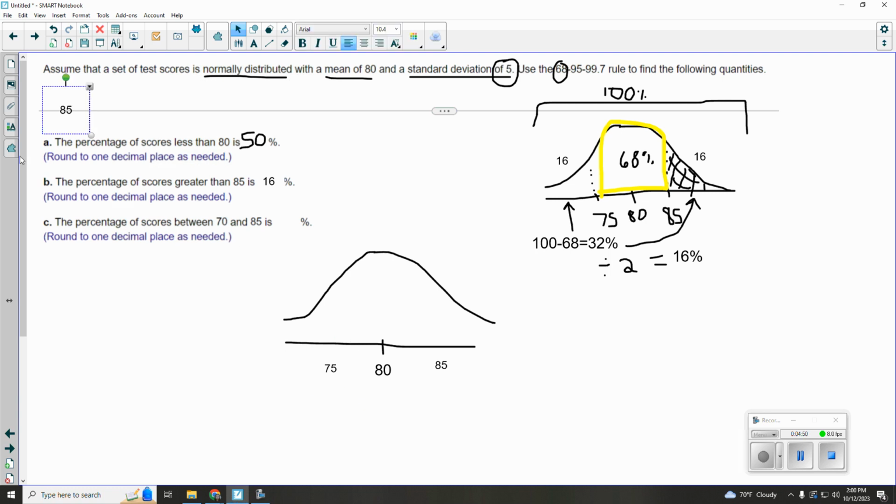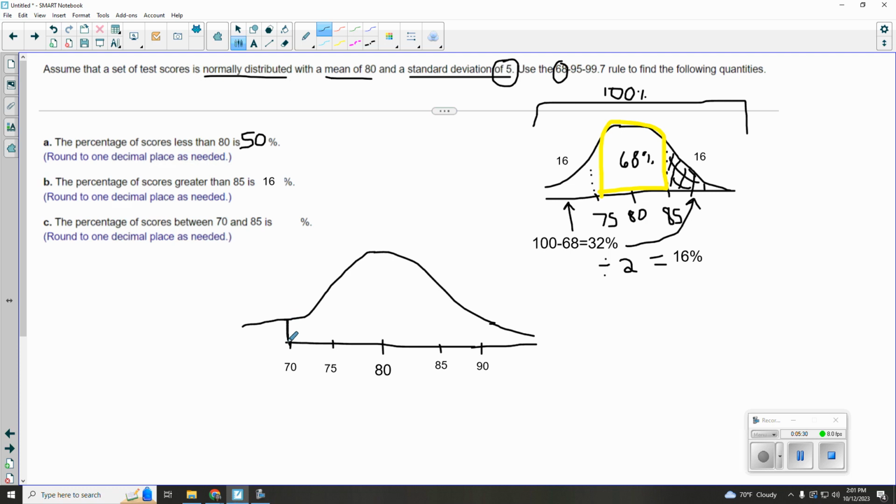And then if we go down another standard deviation, we're at 70 because it's 75 minus 5. And then if we go up one more, we're at 90. And so this is probably far enough for us to go. And so now I have these marks for where 75, 70, 85, and 90 are. And again, this does not have to be perfectly drawn to get the idea. All right, so 70 and 85 is what we're looking for.